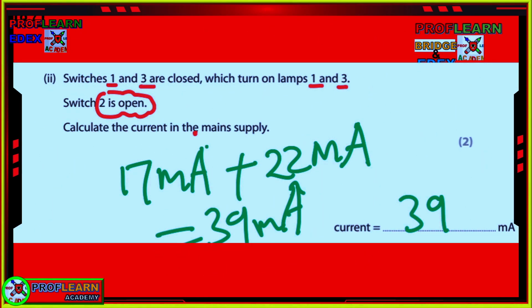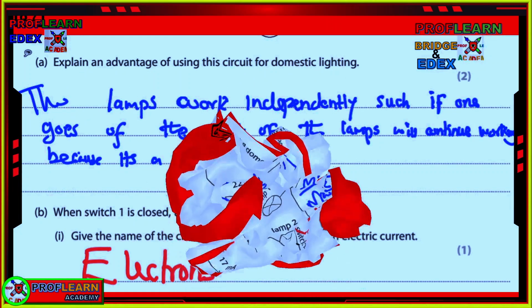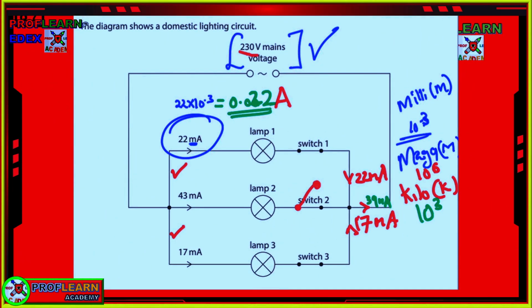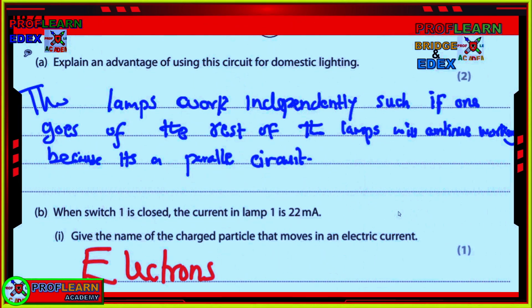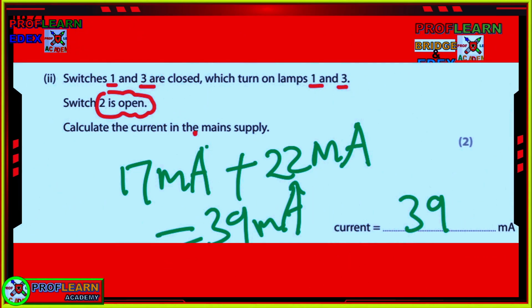Switch 1 and switch 3 are closed, which turns on lamps 1 and 3. Switch 2 is open. Calculate the current. You need to understand that the currents will combine. If switch 2 is open, current will not flow there. So the current we shall have will take this route and that route, combine together, and that becomes 39 milliamperes.